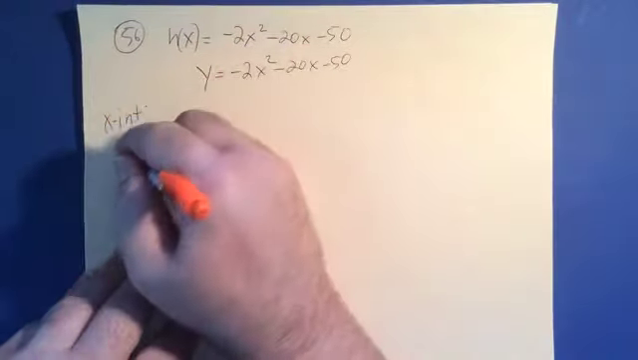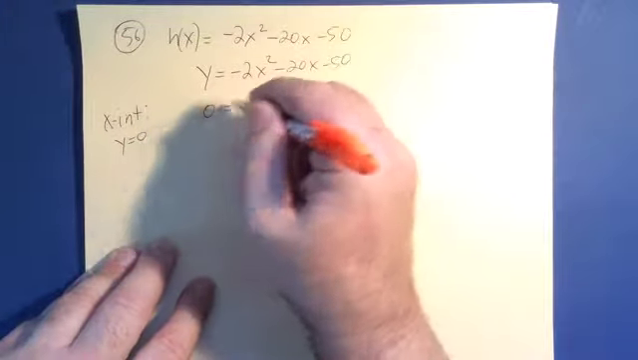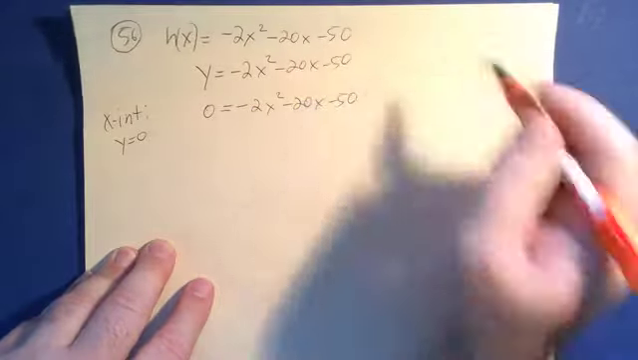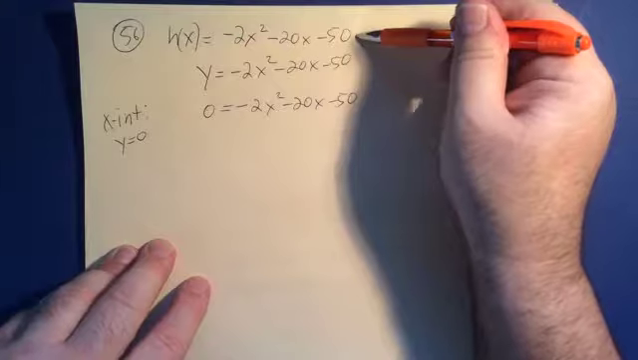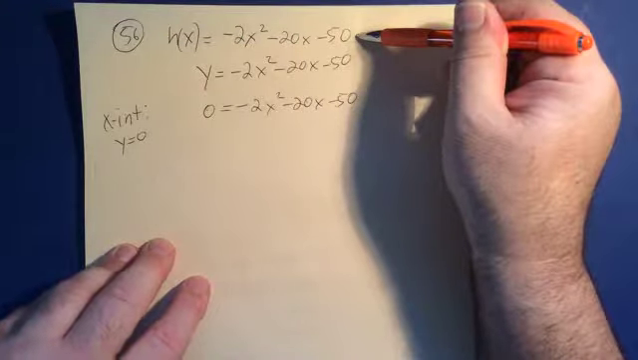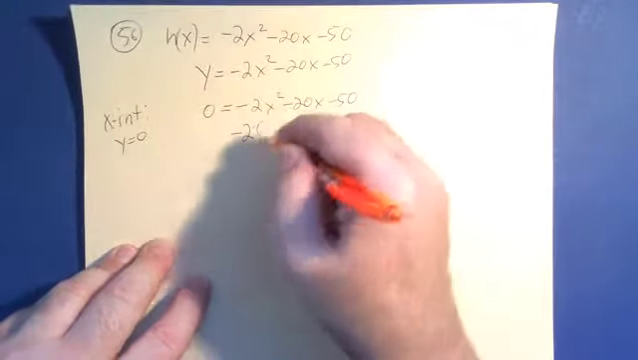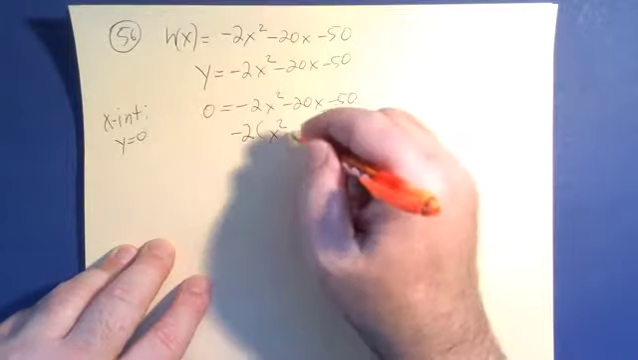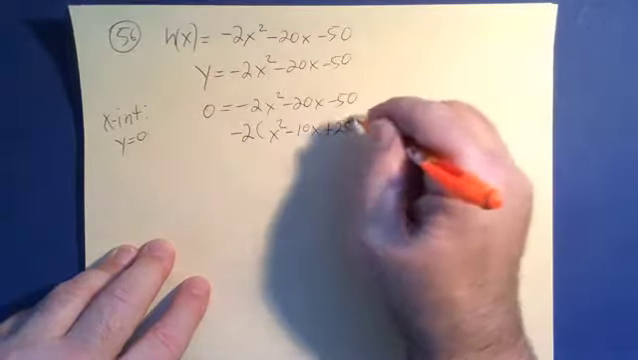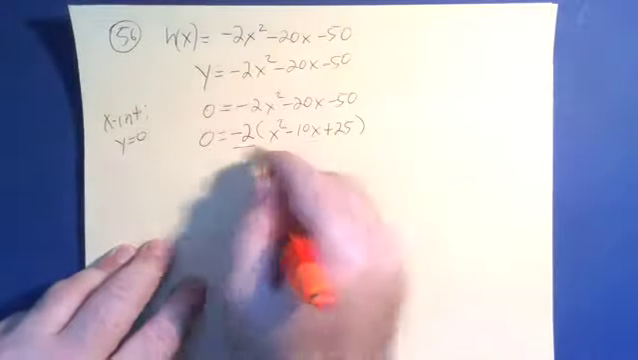And remember, for the x-intercept, y is equal to 0. So I'm going to go ahead and put that in now. Remember, it's the original parabolic function, or the original quadratic function, which causes the shape of the graph, because what I'm going to do now is factor out negative 2, and that's going to give me x squared minus 10x plus 25. And that's still going to equal 0.